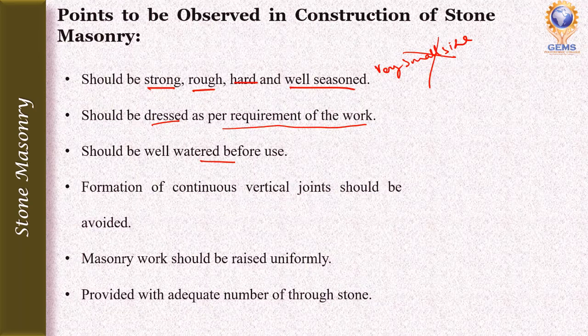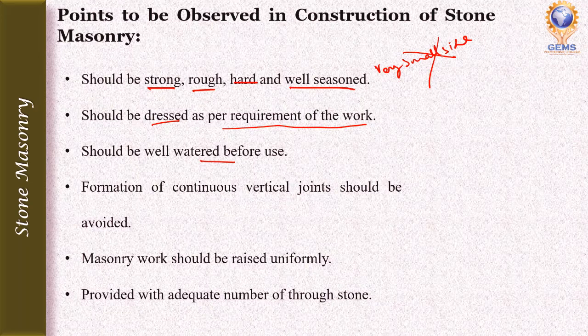Fourth, the formation of continuous vertical joints should be avoided. So we should not give a continuous vertical joint in stone masonry. It should be avoided. And a proper bond should be maintained while carrying out masonry work.